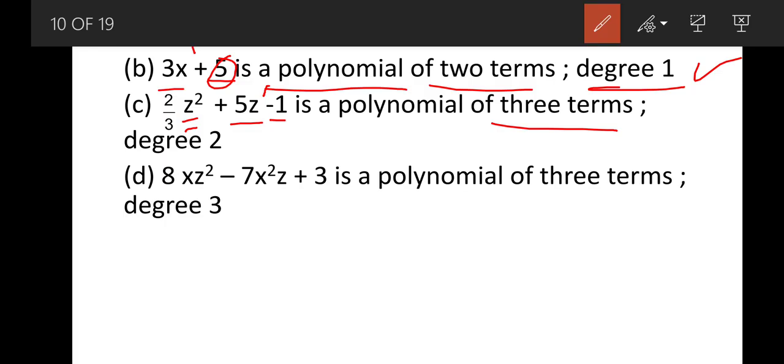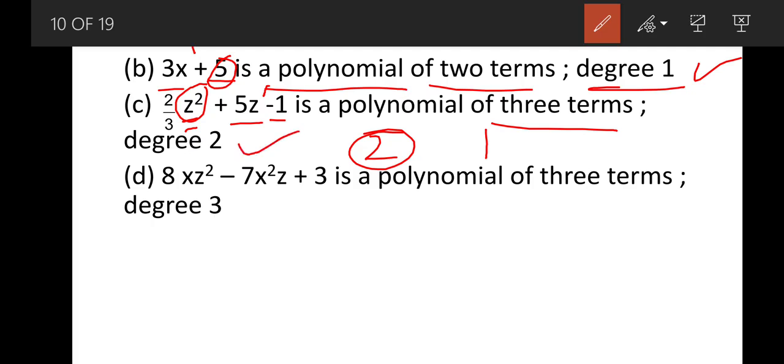Now the degree, how can we find the degree? The power of z in the first term is 2. The power of z in the second term is 1. And which one is the highest number? That is 2. So the degree is 2.